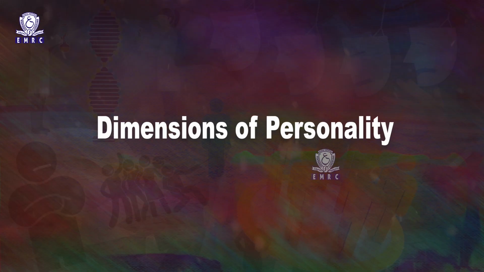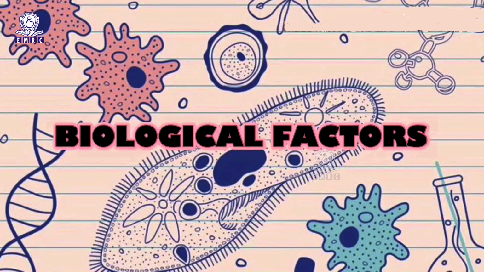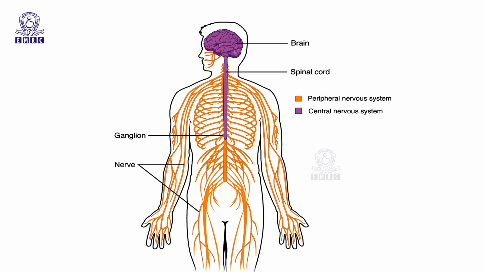Now, let us try to understand the theory proposed by Eysenck, getting into dimensions of personality. Eysenck proposed a theory of personality which is based on biological factors, arguing that individuals inherit a type of nervous system that affects their ability to learn and adapt to the environment.